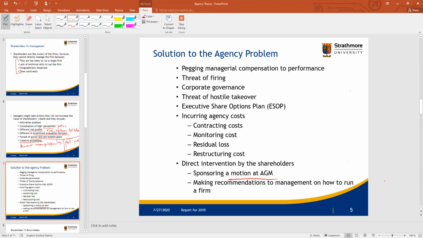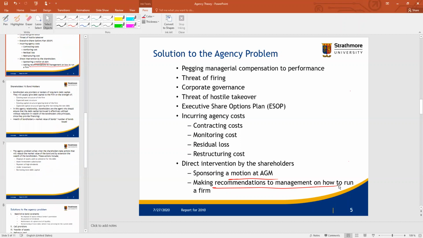Then make recommendations, for example, on how you think the company can be run well. You as a shareholder can do that at the AGM. So all these are ways that you can try to help elevate the problems, the areas of problems that can occur. Any question? Okay, it seems it's all clear to all of you.